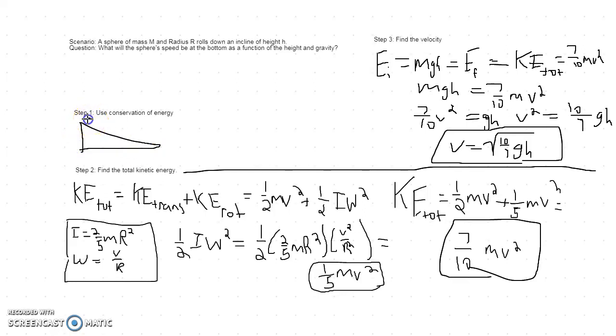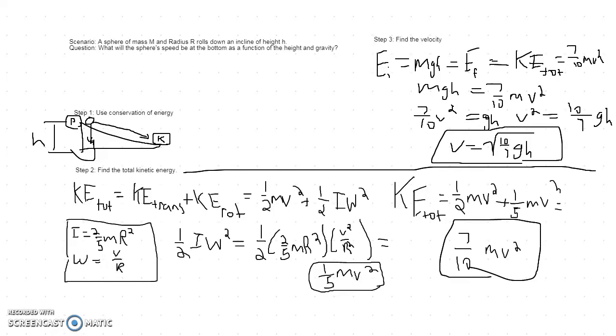So here's the sphere, and it's going to be rolling down. This is entirely kinetic energy, actually. This is entirely potential energy, and this is the height, and of course gravity is acting on the ball.